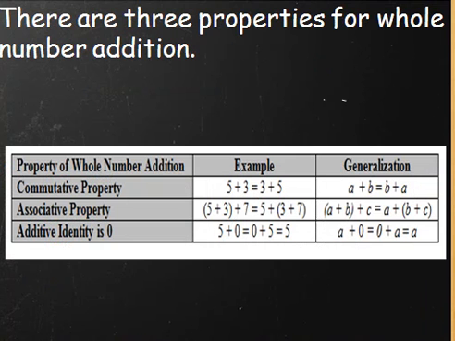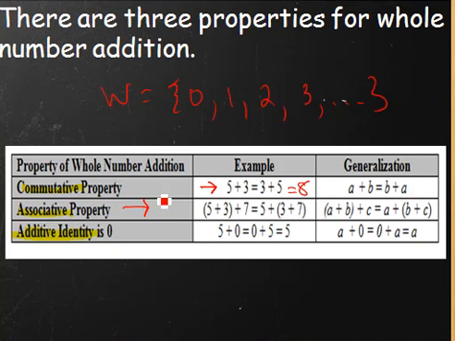There are 3 properties of whole number addition that we should know. They are the commutative, associative, and the additive identity. The commutative property says that the order in which I add two whole numbers does not matter. And remember, our set of whole numbers is that number 0 and our counting numbers 1, 2, 3, and so on. So the commutative property states that 5 plus 3 is the same as 3 plus 5, both resulting in 8. Or the order in which I add two whole numbers, a plus b, does not matter. A plus b is the same as b plus a.